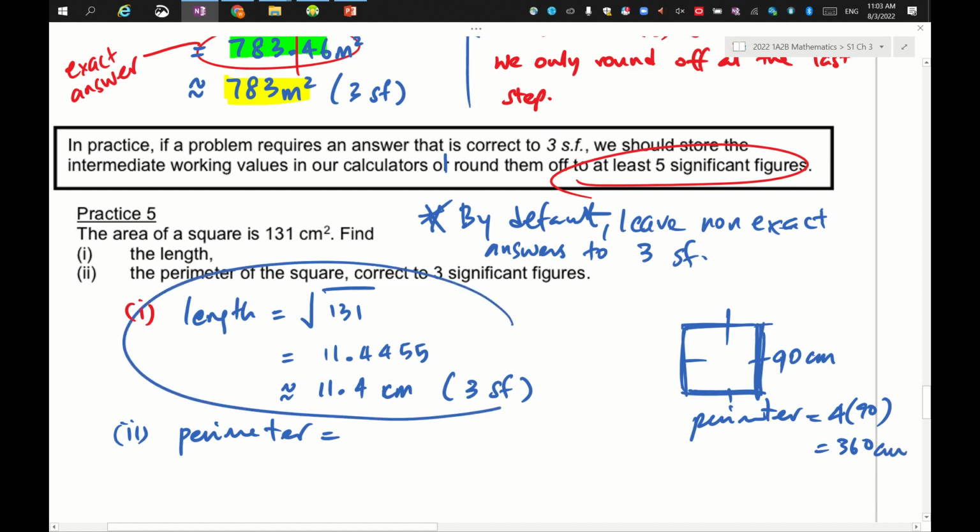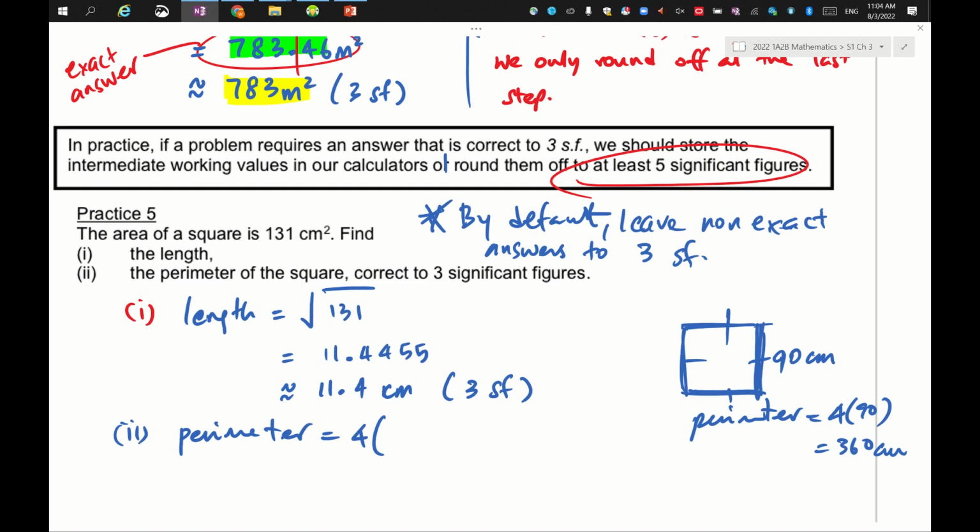Now, in this particular case, our length, we found it in part 1. What will your calculation for the perimeter be? I believe you have to start with 4 times something, right? What will you put in the bracket? 11.4? Is 11.4 accurate? Or is it a rounded off value? Rounded off, right? So if I put 11.4, I know the answer is not accurate already. What is a better number to put? 11.4455. The more you put, the more accurate.